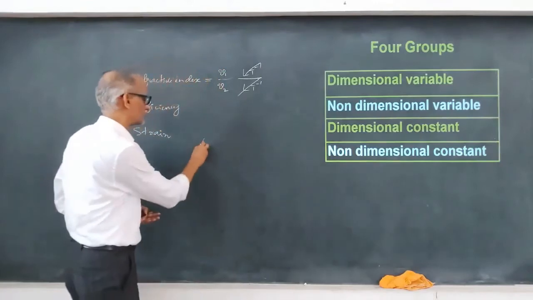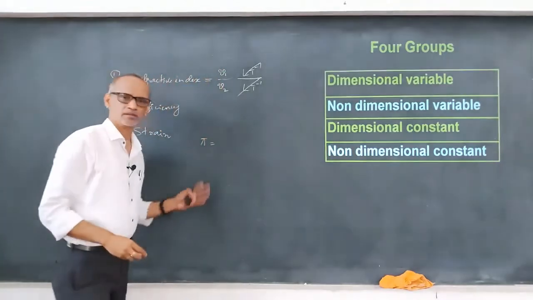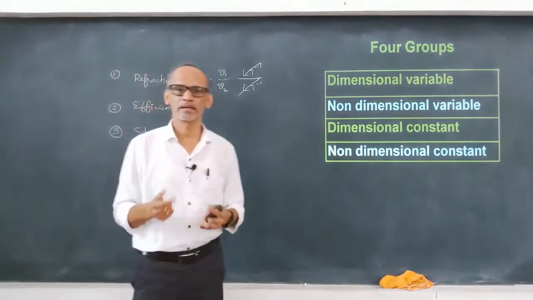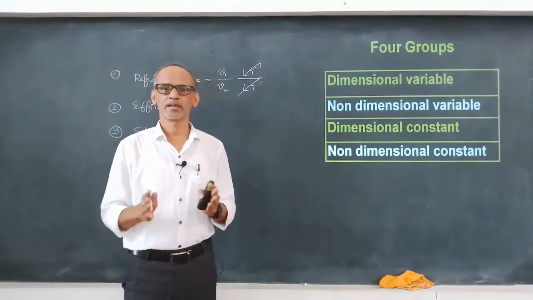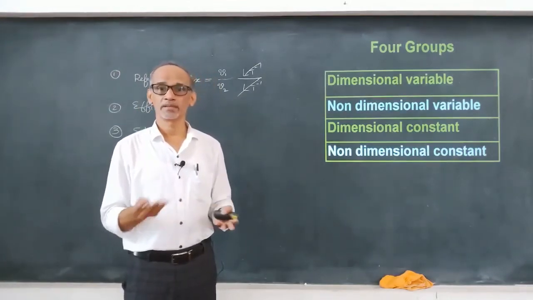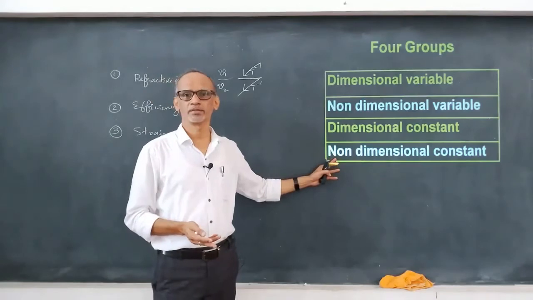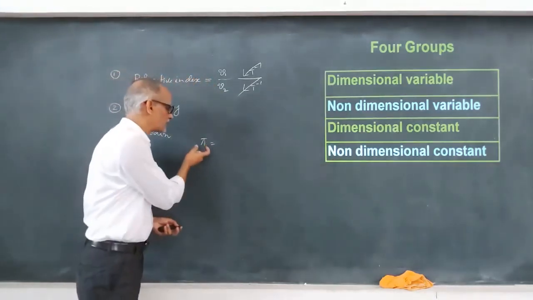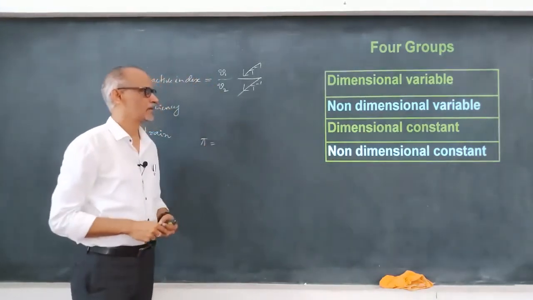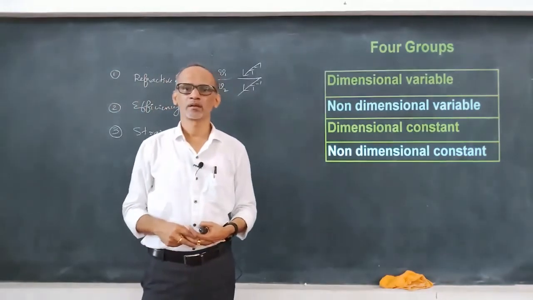And the last category, non-dimensional constant. A constant like pi is a fixed value, correct? Pi is 22/7, it doesn't vary. But there is no unit for it, it's non-dimensional. So the value of pi is an example for a non-dimensional constant.